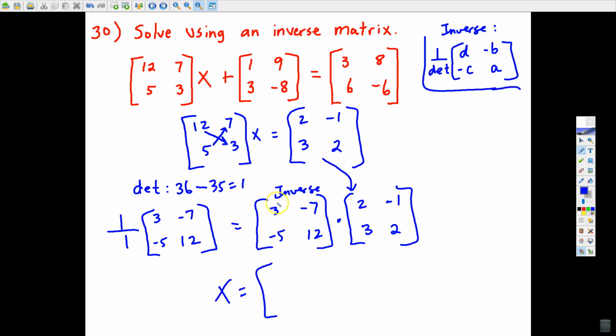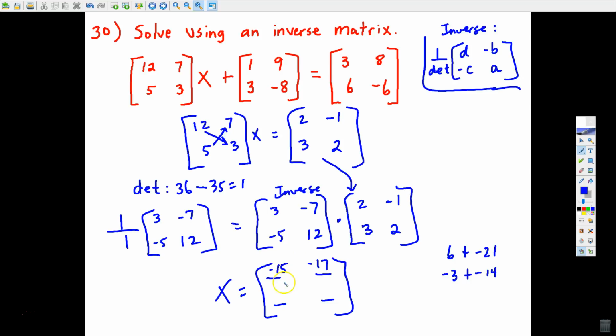Okay, so let's run through it. Matrix multiplication is always row times column, row times column. So I'm going to set up 4 blanks. It's a 2 by 2 product. So 3 times 2 is 6, plus negative 7 times 3 is negative 21. And when I add those together, I get negative 15. To get row 1, column 2, I do 3 times negative 1, that's negative 3, plus negative 7 times 2, it's negative 14, so that makes negative 17.